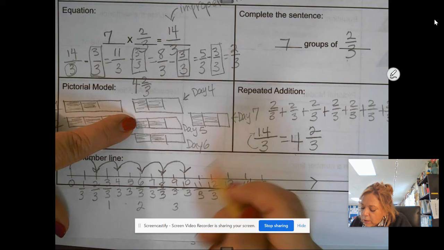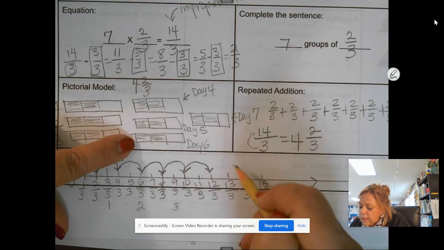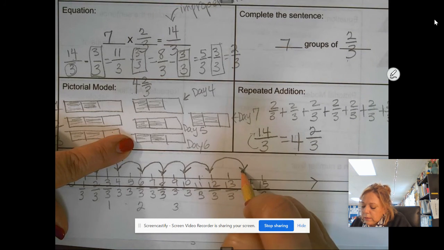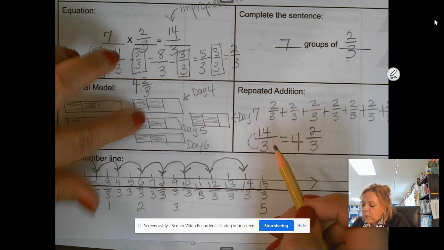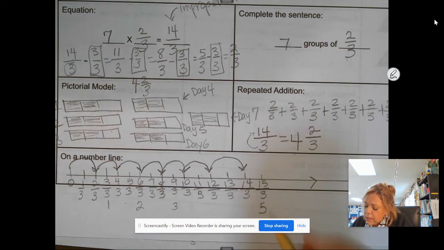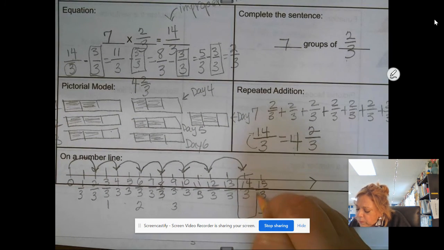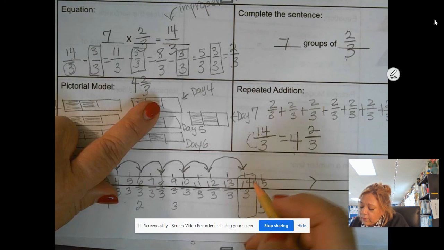All right, that's 5 jumps. Going to my next 2/3. That's 6 jumps. Next 2/3. 7 jumps. So I have 2, 4, 6, 8, 10, 12, 14. I was off 1. I actually did 1 and I didn't count it. All right, so now it's 14/3, which is also, we said, what?